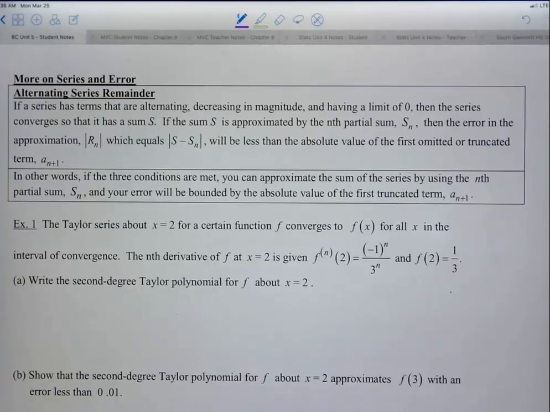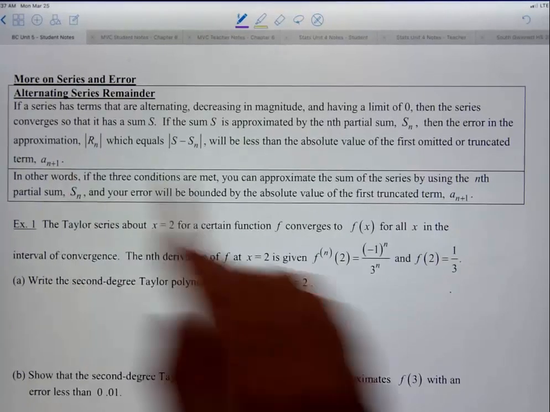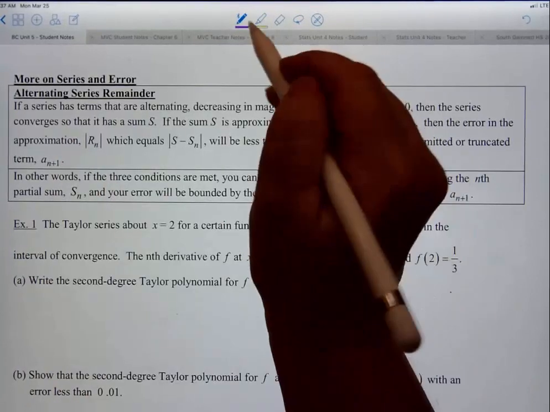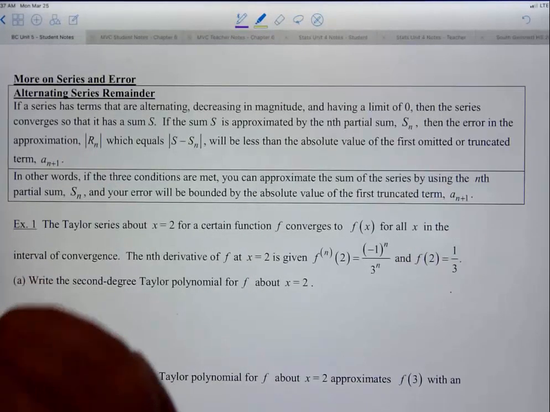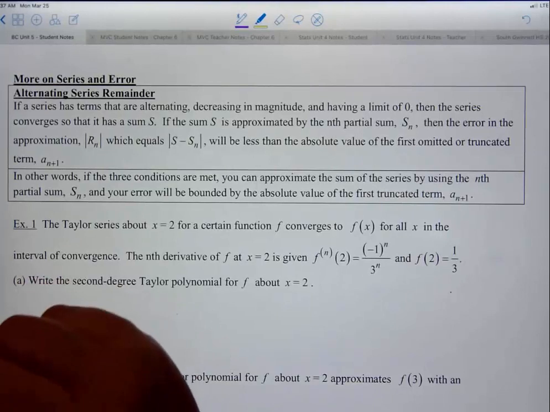Today is the second day discussing error, specifically LaGrange. What we're going to be doing in this specific lesson is to determine when to use the two different kinds of error tests, whether we're going to use alternating series or whether we're going to use LaGrange. So this is a review of the alternating series remainder, or the error function. Up here at the top, it tells how to know whether to use alternating.